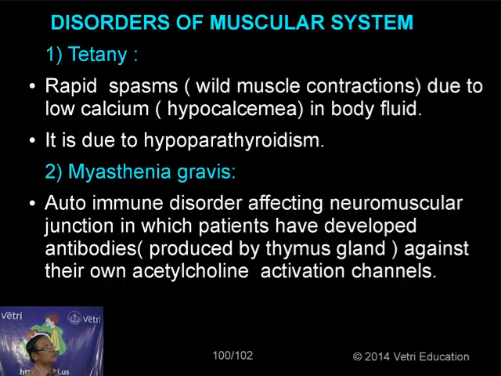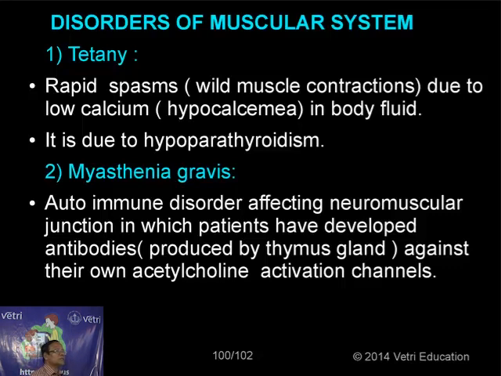So what are the disorders related to the muscular system, the one responsible for movement along with the skeletal system? Tetany, you know that one. It is because of hypoparathyroidism, when the level of parathyroid hormone falls because of the degeneration of the parathyroid gland. Now what is happening? Tetany occurs. This is because of the decreased calcium level in the blood.